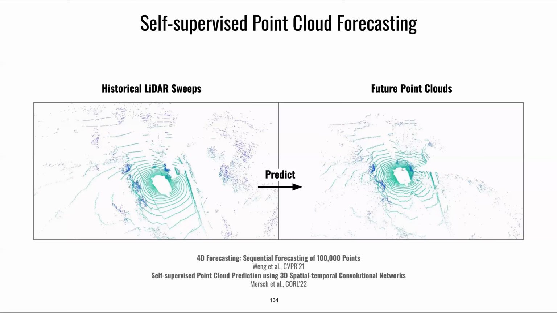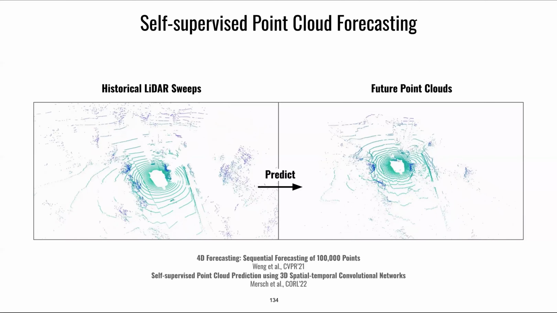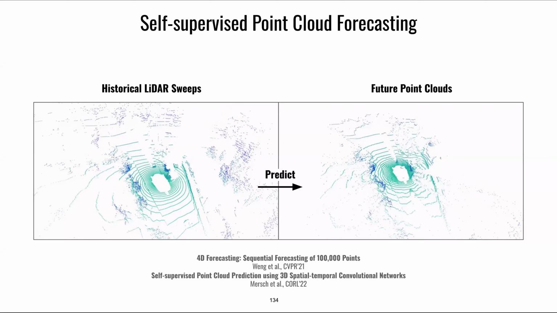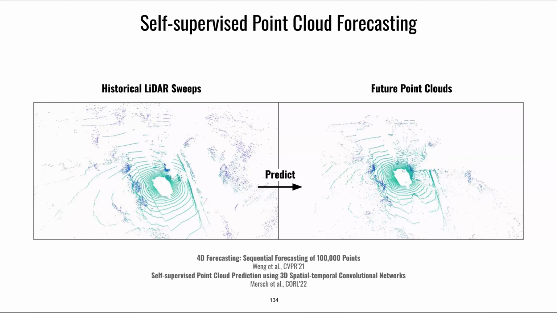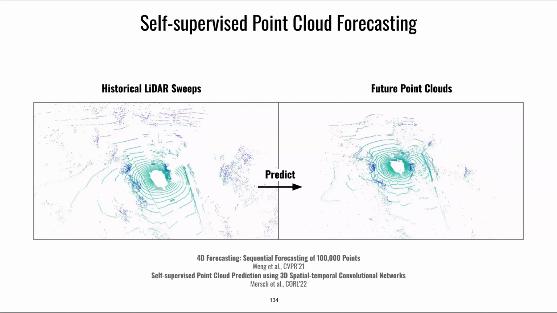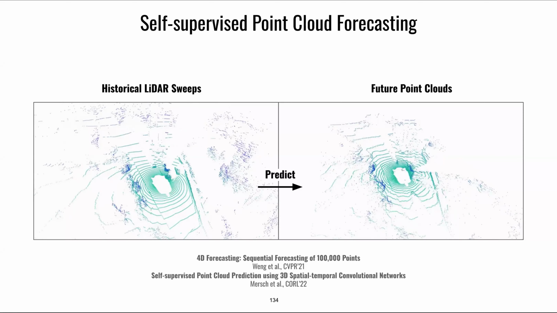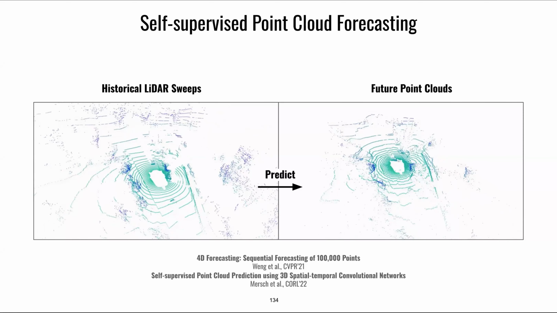So one such task in the autonomous driving world is called point cloud forecasting. Given a set of past LiDAR sweeps, it aims at predicting the future LiDAR sweeps. And no annotations are needed for this task because the ground truth is already available in the archival logs.